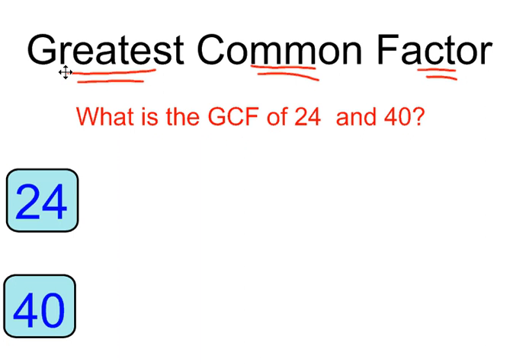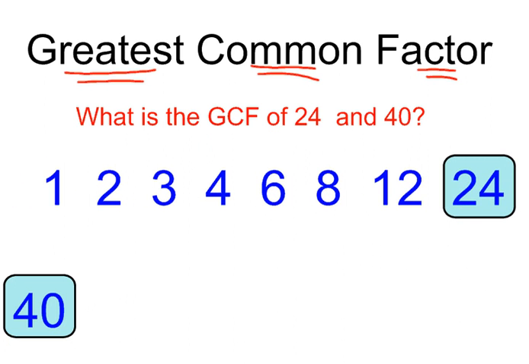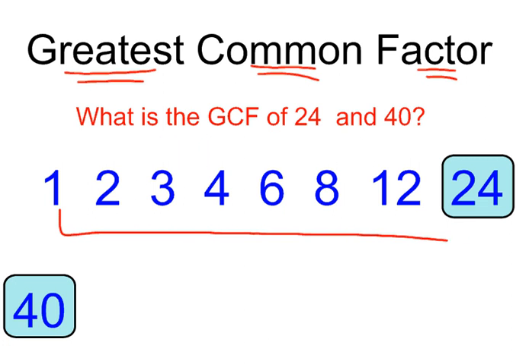So one way of finding the greatest common factor, so what's the greatest common factor of 24 and 40? Here are all the factors of 24. These are all numbers that will divide evenly into 24. And you find those by, I know a lot of students have been taught the rainbow method, where you do 1 times 24, 2 times 12, 3 times 8, 4 times 6. Those are all the factors of 24.